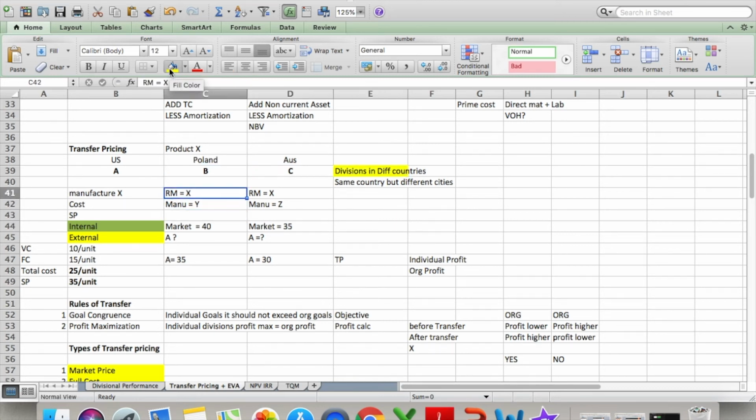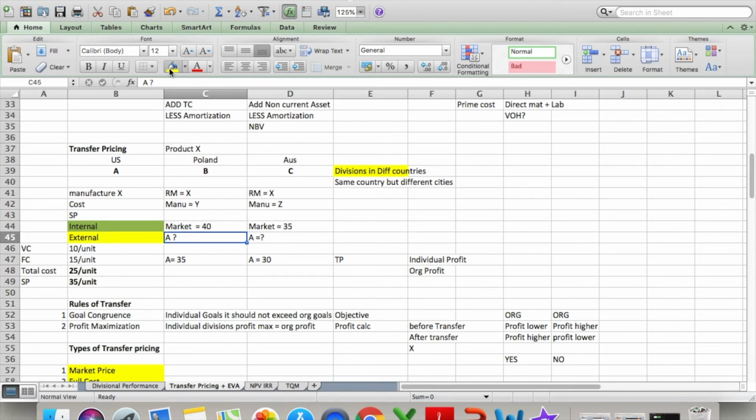So in transfer pricing, in management accounting, we assume that we've converted the currencies at a similar rate. So basically, if Poland and Australia are different divisions, we've converted it to dollars. So all the values that I'm suggesting are based on one currency, that is dollars, right? So if the market value of purchasing raw material X in B is $40.